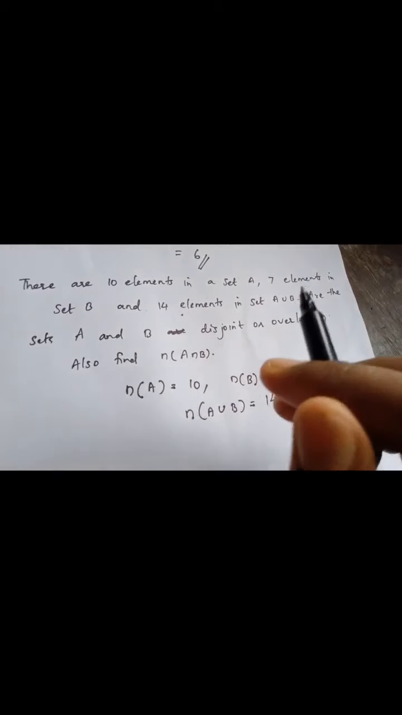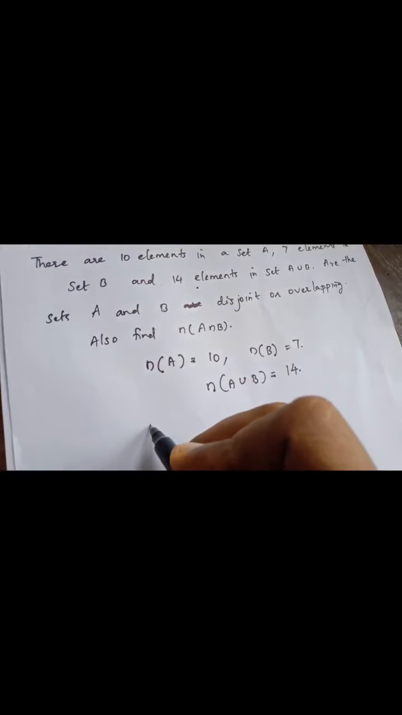Now in cardinal property of sets we have seen that for disjoint sets A and B, n(A union B) is equal to n(A) plus n(B). If the sum of the cardinalities of two sets is equal to the cardinality of their union, then we can say that they are disjoint, since cardinality of A intersection B is equal to 0. For disjoint sets there is no element in common, hence the cardinality of intersection will be 0.